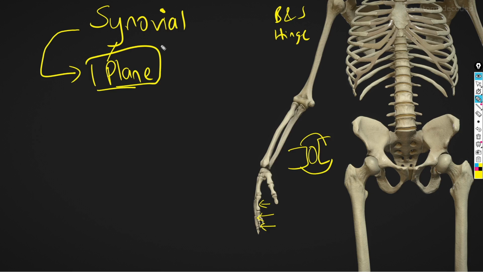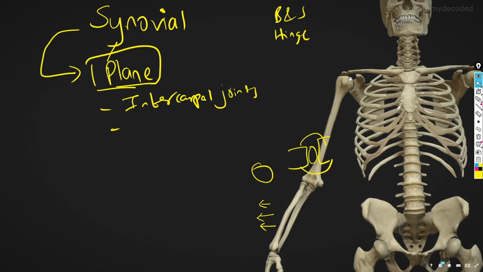The articulating surfaces are plane. What are the examples? The joints between the adjacent carpal bones are plane variety of synovial joints. The small carpal bones, right? There are 8 carpal bones. In between the carpal bones, the joint is a plane variety of synovial joint, the intercarpal joints.